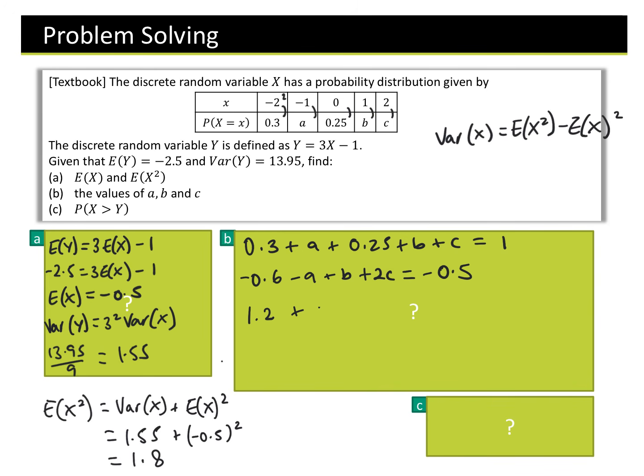1 times A is A. 0 squared times 0.25 is 0. 1 squared times B is B. 2 squared times C is 4C. And this is going to equal 1.8.